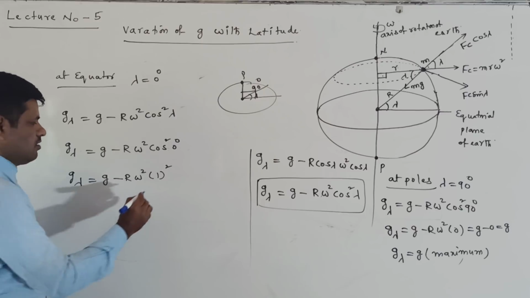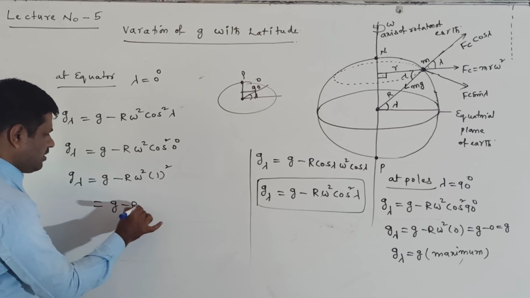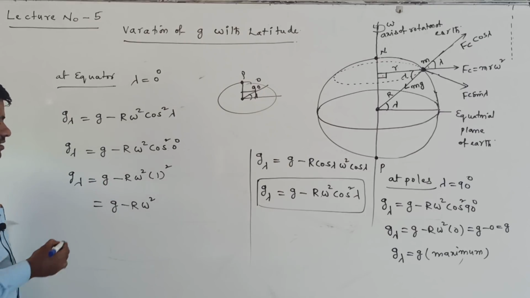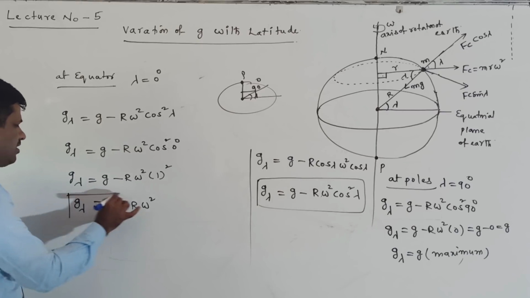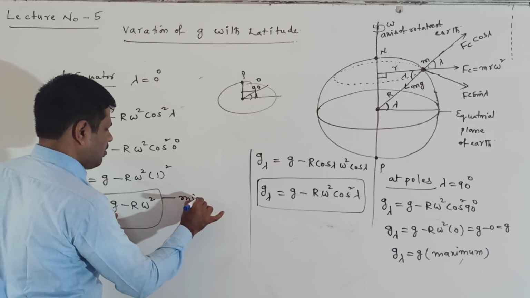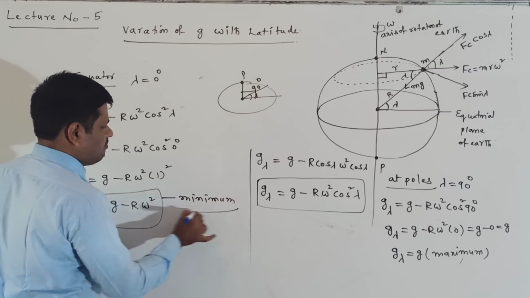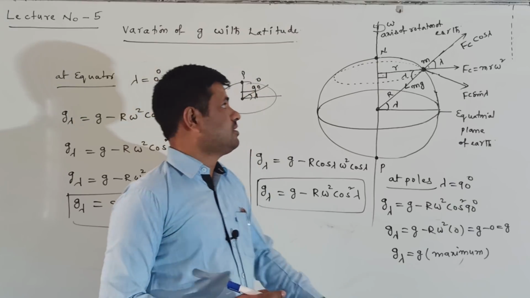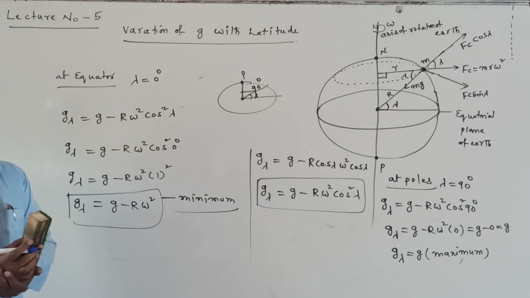So what we are getting here is g minus r omega square. One square is equal to 1, so g minus r omega square. Means some value is subtracted from g. That's the reason this value is minimum. Minimum at the equator, maximum at the poles. This is called the variation of g with latitude.